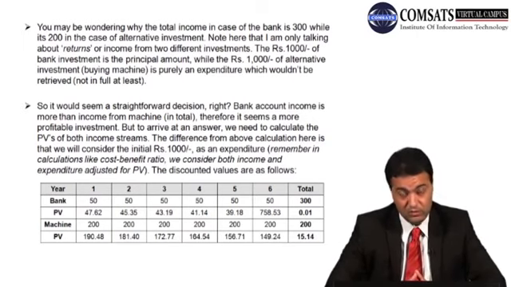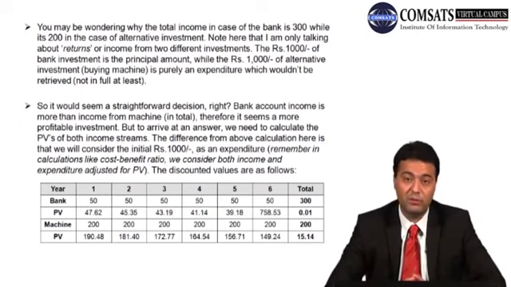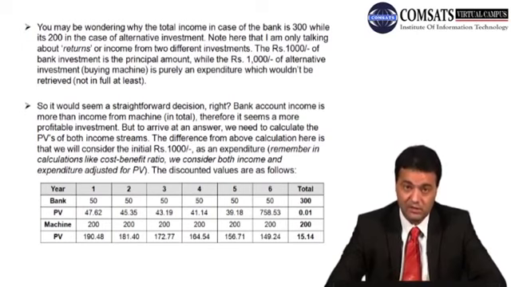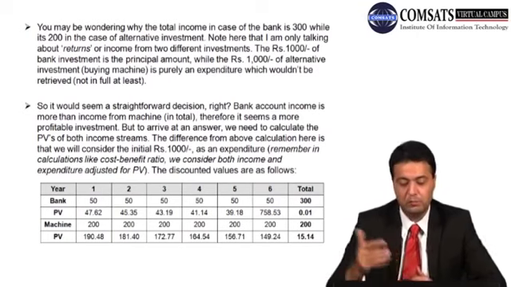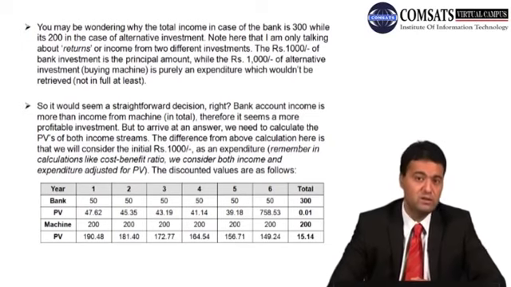Contrast that with the machine income stream, which looked smaller than the bank one in nominal terms, and it is. But once you take out the present values, for the first year it's 190.48, for the second it's 181.40. You go on, and by last year it comes down to 200 rupees. By the 6th year, if you adjust it for present values, it's only 149.24.